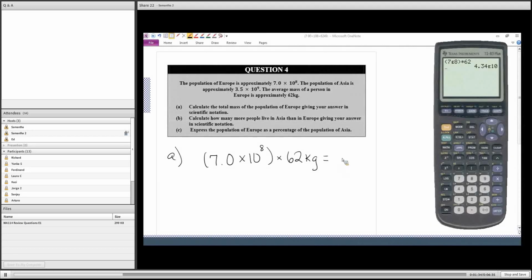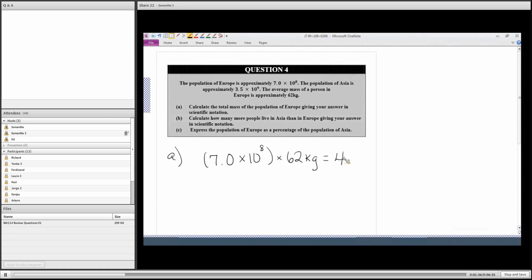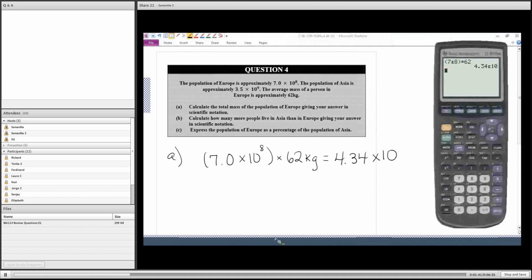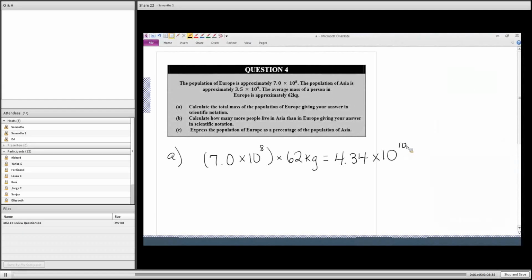Therefore, the solution for part A is 4.34 times 10, let me double check what that was, times 10 to the 10th power. Any questions on A? Kilograms, okay. Good question. Yes, you do have to put in the units, and we are dealing with kilograms, so make sure you put your units in.